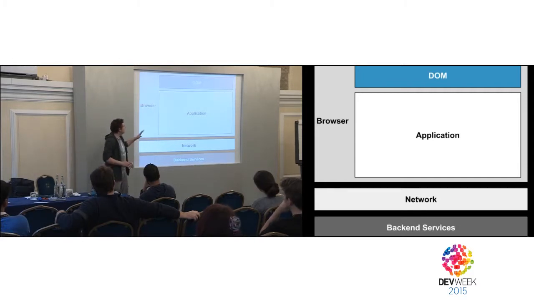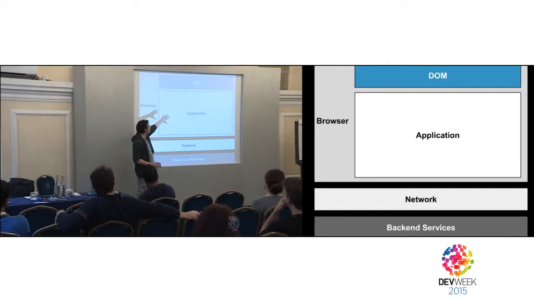So this is, I'm awesome at design, as you can tell. This is my very high level application stack. We've got some backend services, we've got the network, probably the internet or an intranet. And in the browser, we've got our application code base, and we've got the document object model.